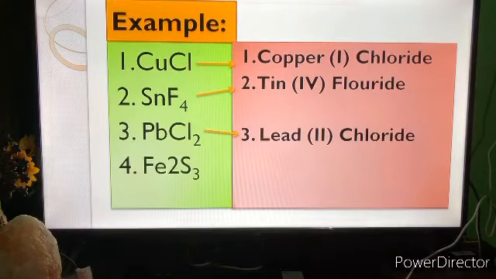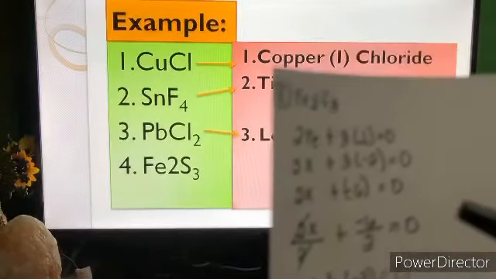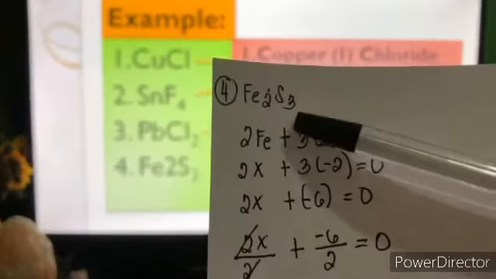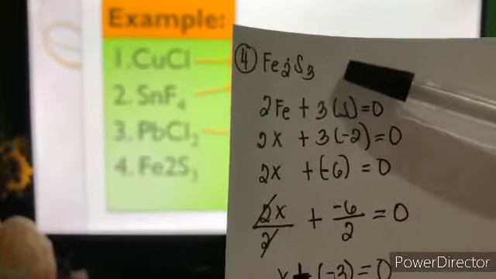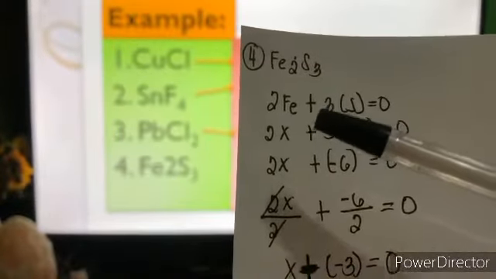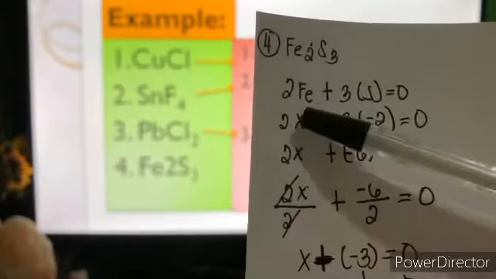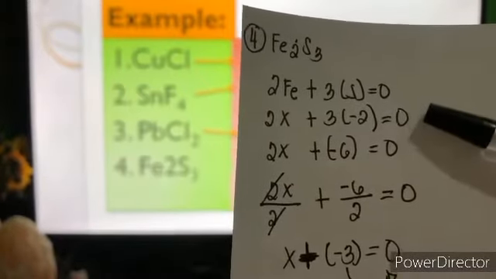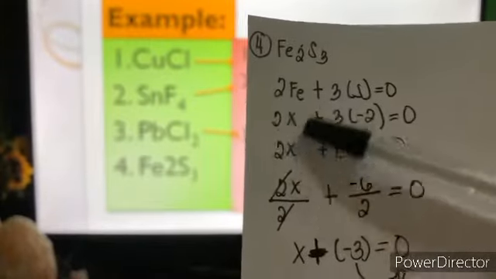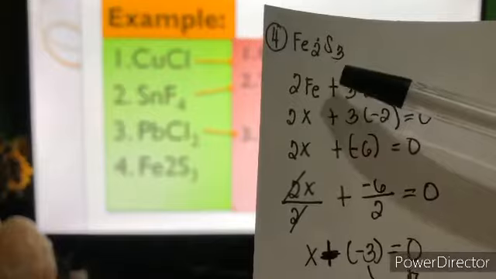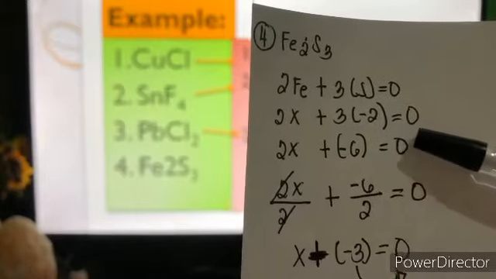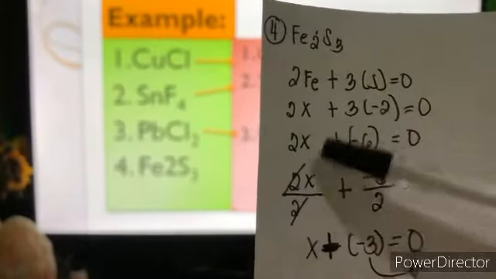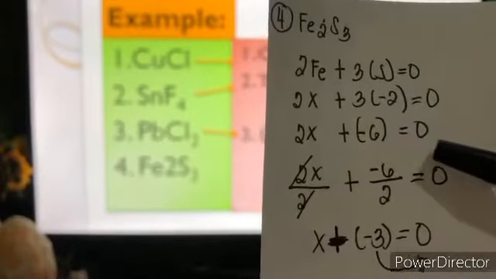And on the last example, we have Fe2S3. In this example, we have 2 atoms of Fe, or iron, and 3 atoms of sulfur. So again we write 2 Fe plus 3 times S equals 0. Instead of Fe, let's use x because we are going to find the charge of the metal. So it becomes 2x plus 3 times -2 equals 0. Now 2x plus -6, because 3 times -2 is -6, equals 0.